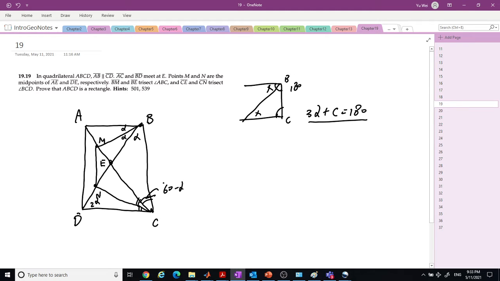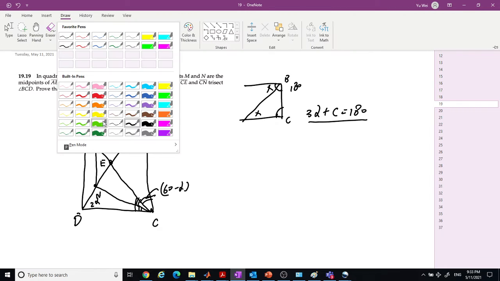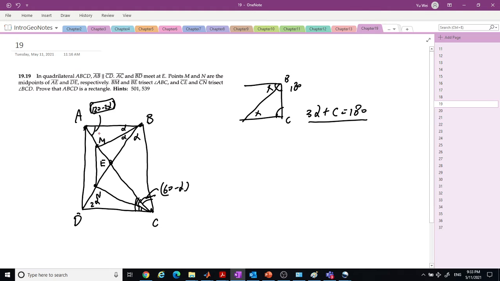is 60 minus alpha. Now you know this angle is 2 of 60 minus alpha, so this angle is 120 minus 2 alpha. Okay, now let's see what's going on. We haven't used the midpoint yet, so that means AM equals ME, and let's take a look at BM.